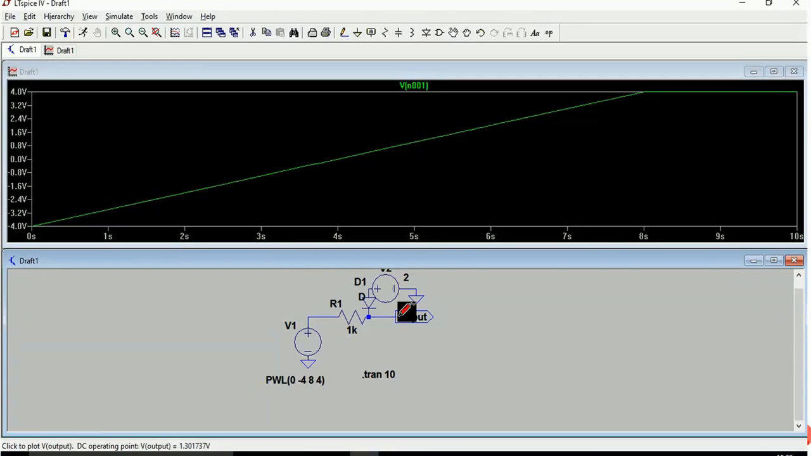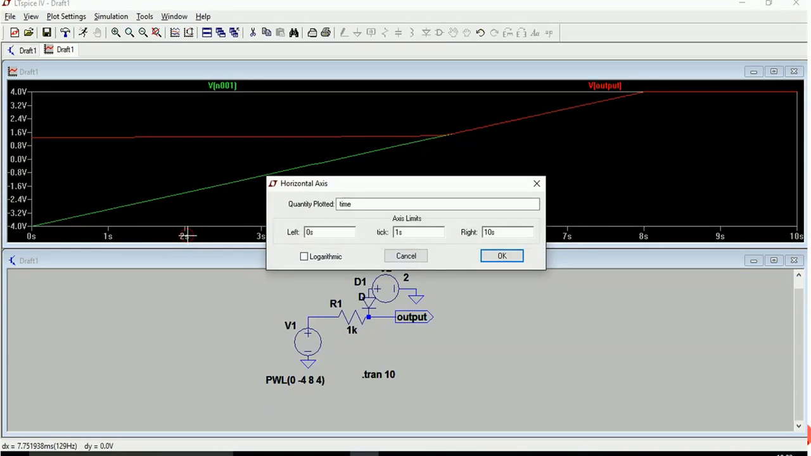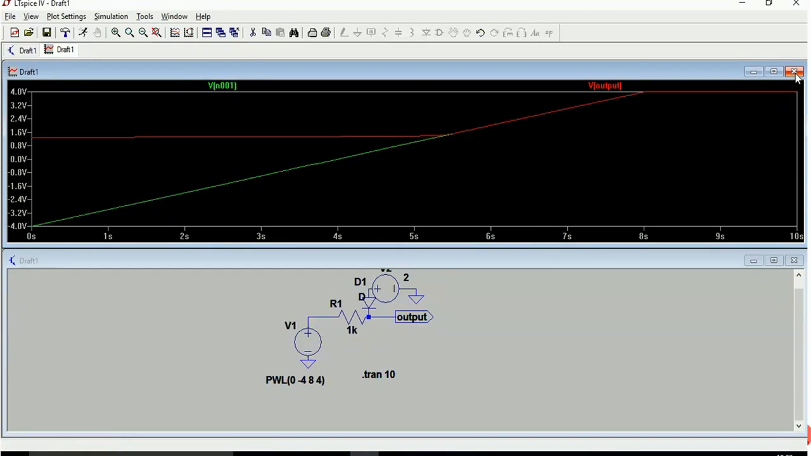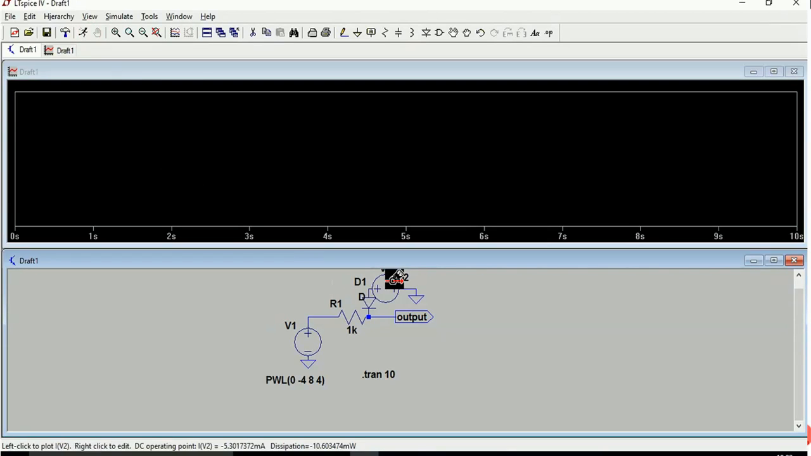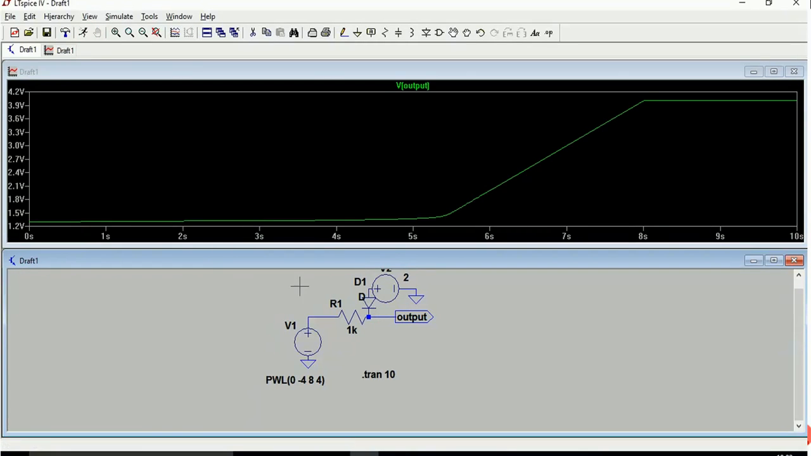Okay, but we want the output waveform like this. This is the output waveform, but if we want the output waveform in this and the input waveform in this, just a characteristic of this. So here left click, and you can see on this node number, you have to put here in the series of time this node number. So let's check which node it is. This is node N001. Okay, so run it, and the output waveform is this. This is your output waveform.